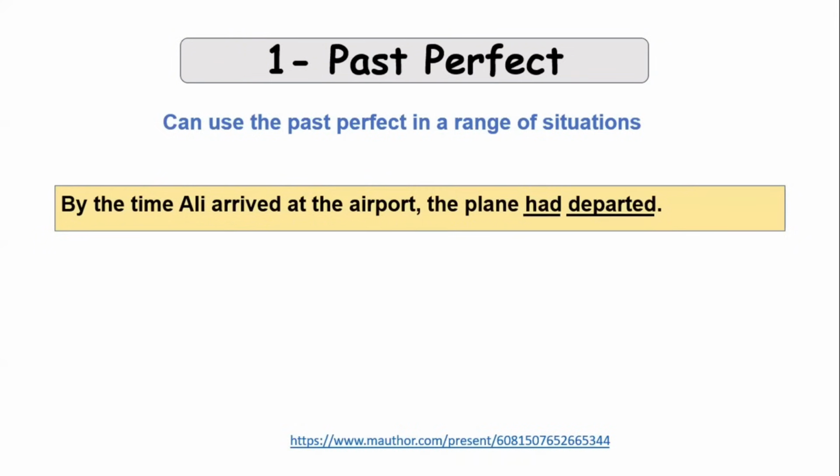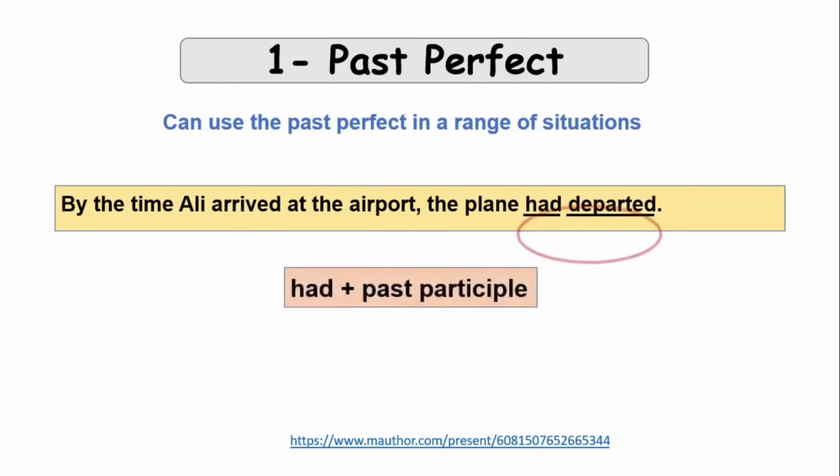So when I say by the time, yani before the time Ali arrived at the airport, the plane had departed. Which one happened first? This one, had departed. You can see here that the structure is had plus past participle. Had departed is the first event, the first thing that happened, okay? And then Ali arrived. Why is this important? Had departed means had left, رحلت الطائرة, okay? And then he arrived, okay?